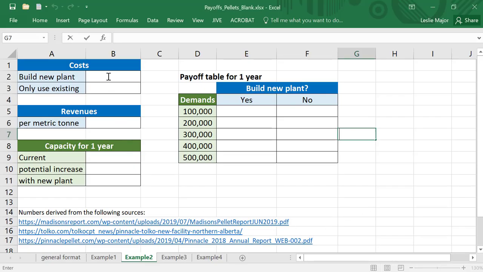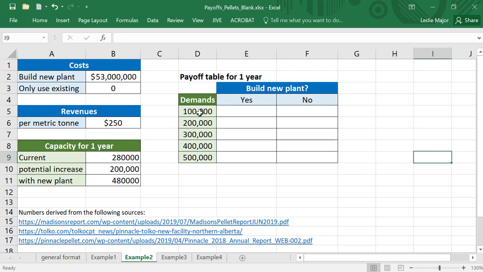Okay, so here is our Excel file. So let's put in all of our numbers here. So our costs. Our cost to build the new plant is $53 million. To only use the existing plant, we're going to assume no cost attached to that. Now, revenues are $250 per metric ton. Okay, and our capacities. The current plant can produce 280,000 metric tons per year. The new plant they're considering building can produce another 200,000. So the new capacity would just be the total of those two, 480,000, if they build the new plant.